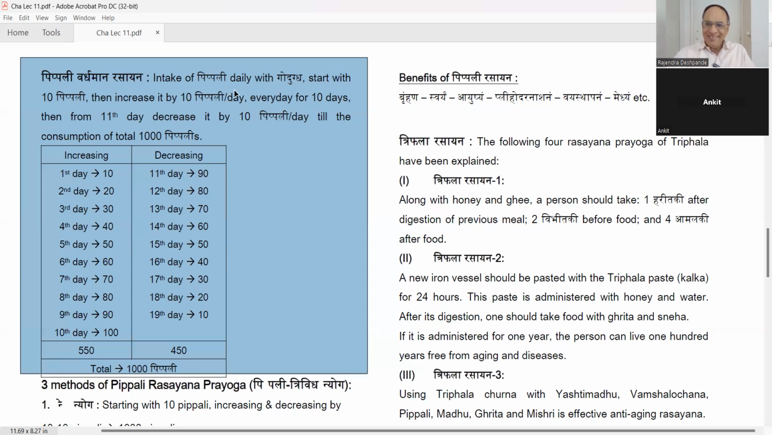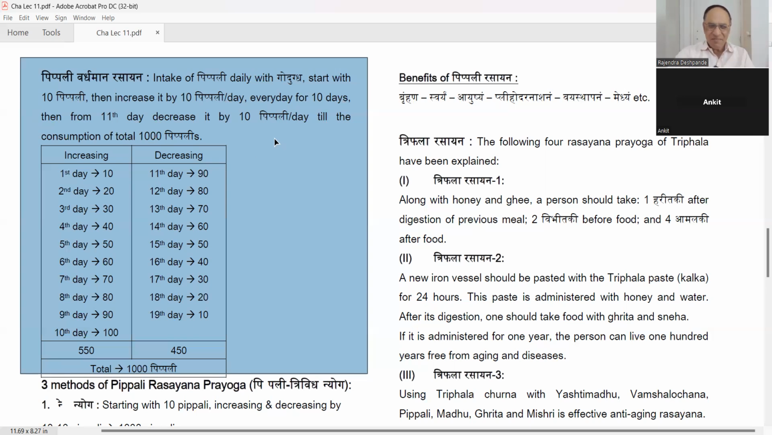Intake of Pippali daily with Dugdha, cow's milk. Start with 10 Pippali, no. No. At Charak's time, all the people were so strong, like bodybuilders, they could tolerate it. Now we people don't tolerate it. Our patients don't tolerate it. So instead of 10, I usually start with 1. Okay. Then increase by 10 Pippali per day, every day for 10 days. Then from the 11th day, increase it by 10 Pippali per day till the consumption of 1000 Pippalis. Oh my God, OMG. It is not possible nowadays.